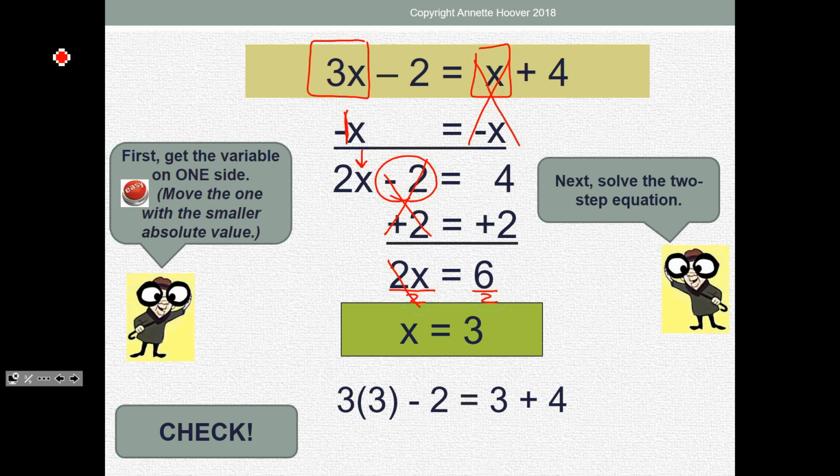So that would give us 3 times 3, which is 9, and 9 minus 2 is 7, so we have 7 on the left side of the equation. And if we plug it into the right side, of course, 3 plus 4 is 7, so it checks.